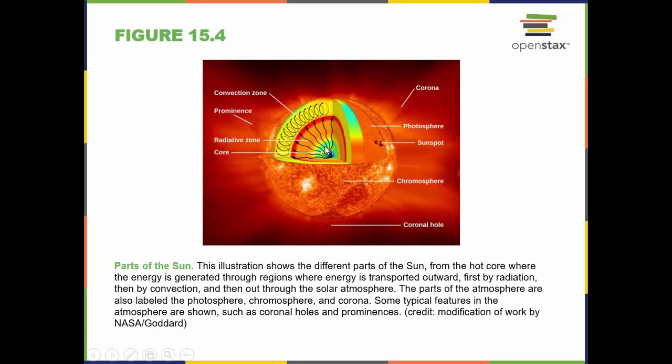If you remember, radiation is energy transport through electromagnetic waves. And then we see convection. Hot gas rises to the top, cools, and comes back down, and we get these convective currents. So we start with the core, go out to the radiative zone, and then the convection zone. Then we have the photosphere, where sunspots occur, and we'll talk about what these are. And then out to the chromosphere and the corona, which comes off the top of the atmosphere.